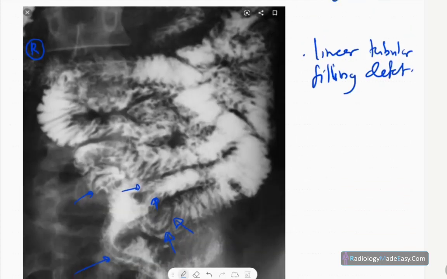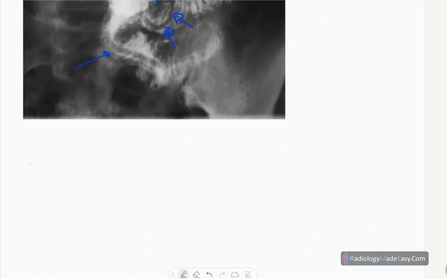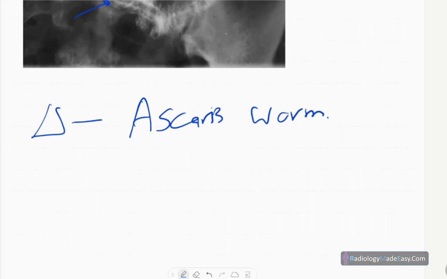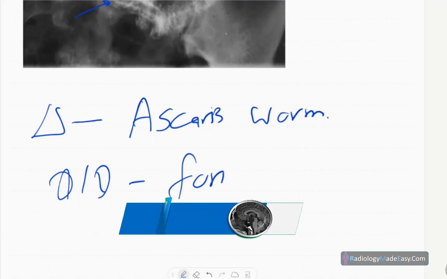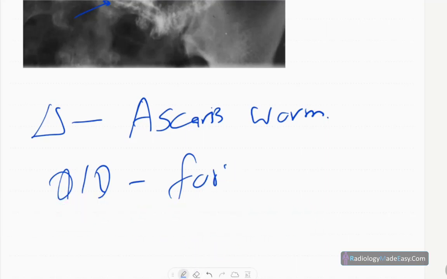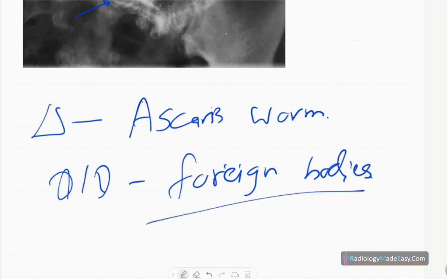And in this case the diagnosis is Ascaris worm, Ascariasis or Ascaris lumbricoides. The differential diagnosis is foreign body. You have to think of other foreign bodies. That's a differential diagnosis for conditions like Ascaris worm.